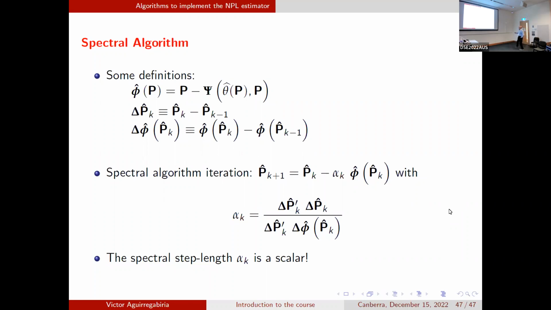A scalar that we don't need to take any derivative to calculate, but a scalar that is updated at each iteration in such a way that it has the property that upon convergence it is going to converge to the spectral radius of the Jacobian matrix that the Newton method will use. Okay, and well, that's the reason why it has good convergence properties.